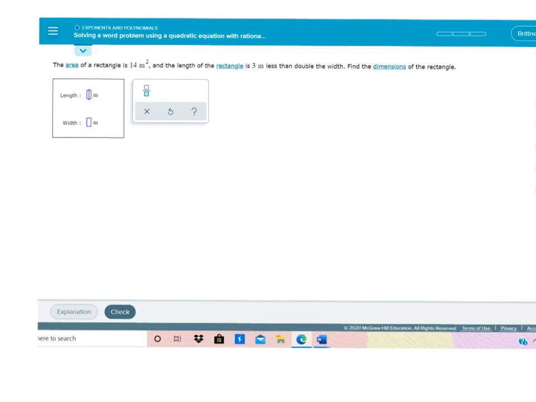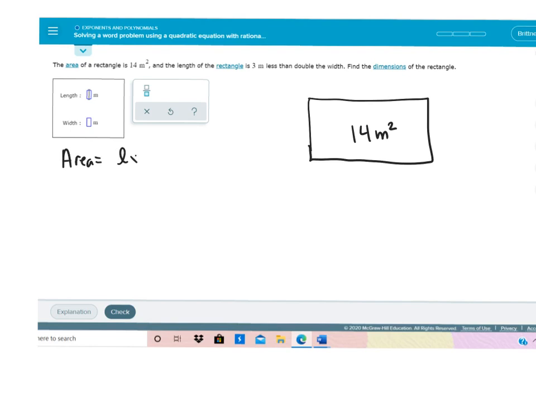So since it's a rectangle, I'm going to draw a picture. So we have a rectangle that looks like this. So the area is 14 meters squared. And if you remember, the area of a rectangle is just length times width. So it says the length of the rectangle is 3 meters less than double the width.